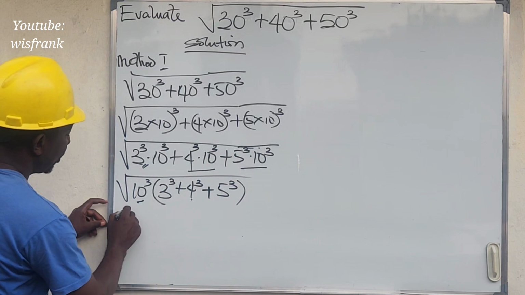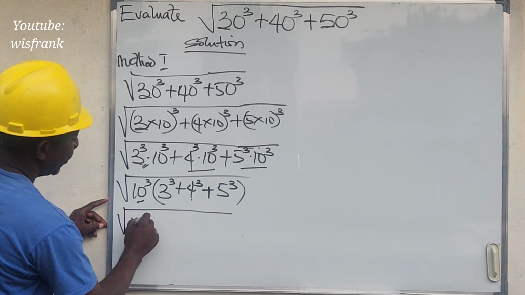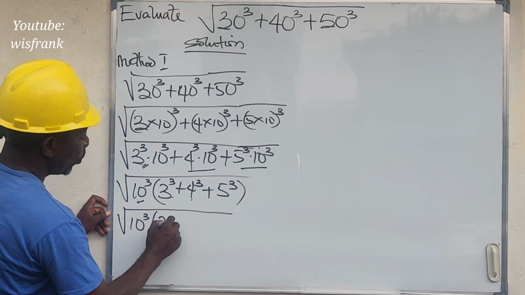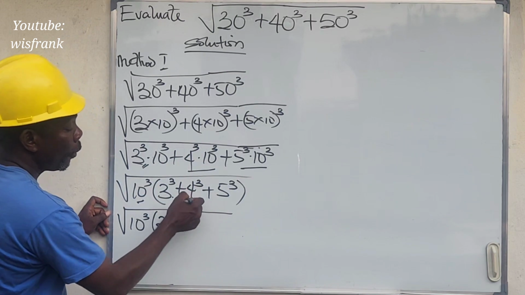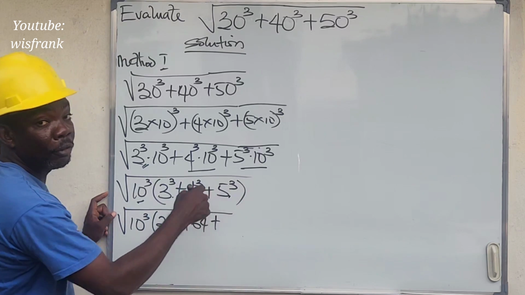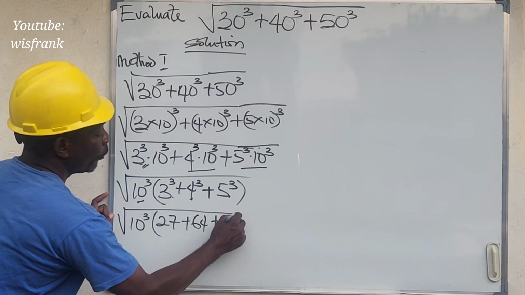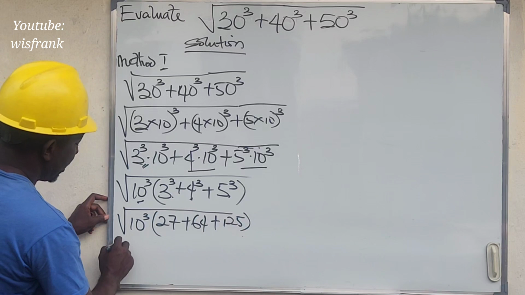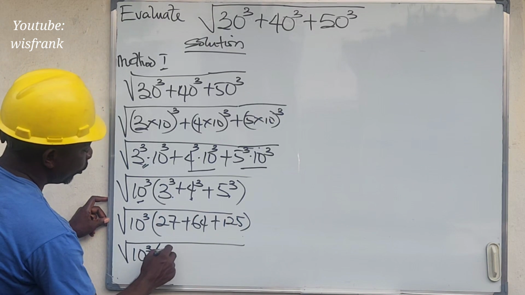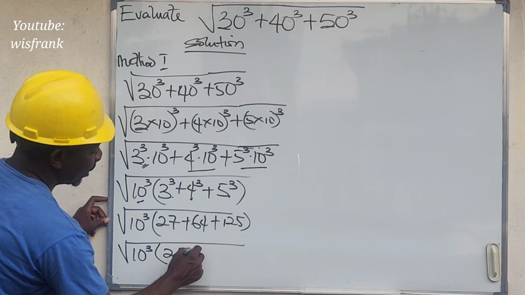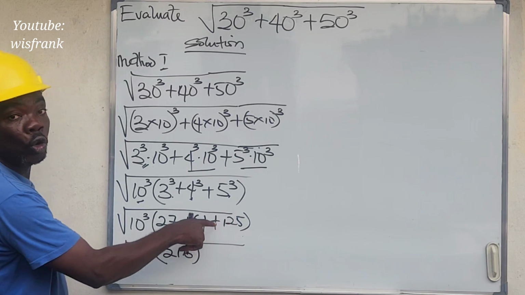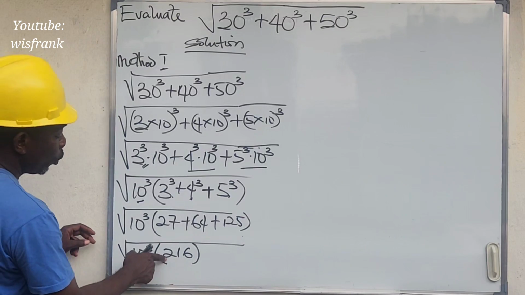This is the same thing as the square root of 10 to the power of 3 into 3 to the power of 3, which is 27, then plus 4 to the power of 3, which is 64, then plus 5 to the power of 3, which is 125. So when we add all this, this will become the square root of 10 to the power of 3 into 216, because if you add 27 plus 64 plus 125 it will give you 216.